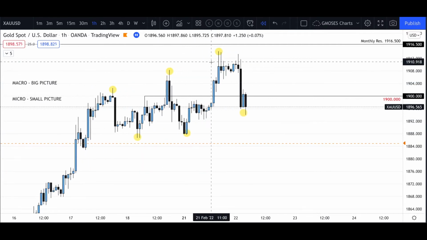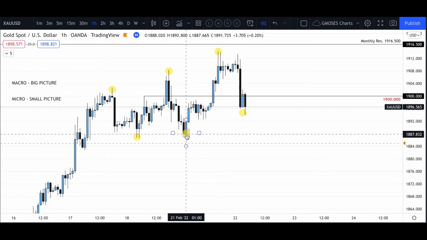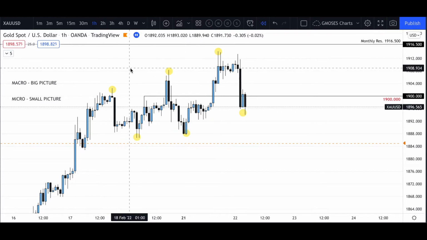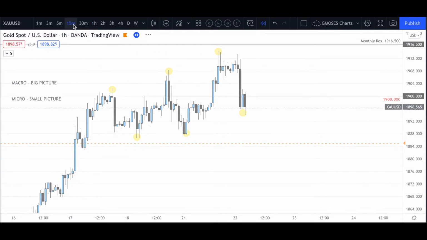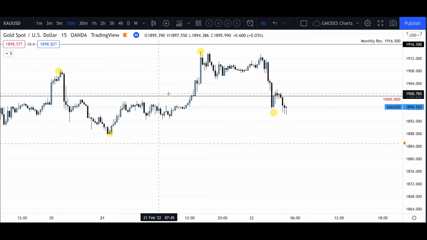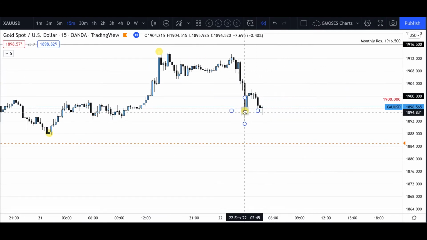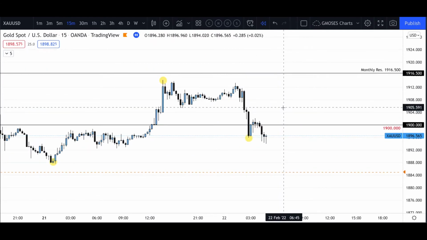This point here is my last point of structure before I see a break of structure on the H1 time frame. Because I like to look at a lot of entries on the 15-minute with gold, I dropped to the 15-minute to look at price action.